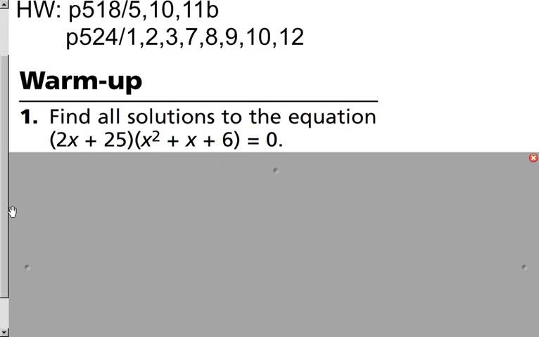Okay, number 1. The question is, find all solutions to the equation. Obviously, the first one is 17.5. The second one, using the quadratic formula, you get conjugate pairs. Right? Now, if you expand this, the first question, you get a cubic function, correct? Can you all agree with me?